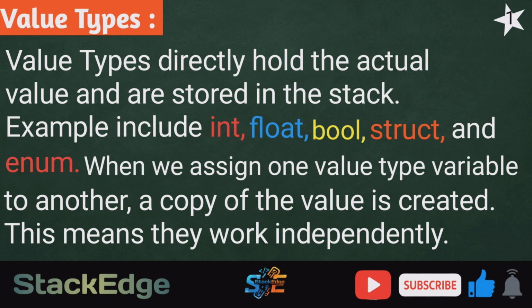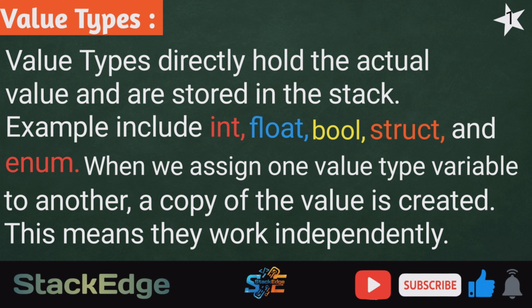Now let's get the definition for value types first. The definition is: value types directly hold the actual value and are stored in the stack. Examples include int, float, boolean, struct, and enum. When we assign one value type variable to another, a copy of the value is created. This means they work independently. I will explain this example after giving you the reference type definition.